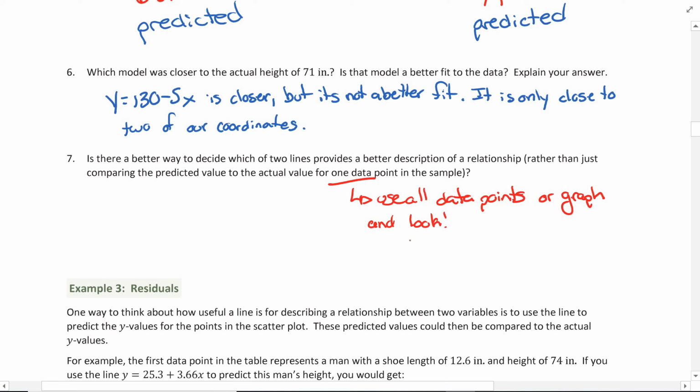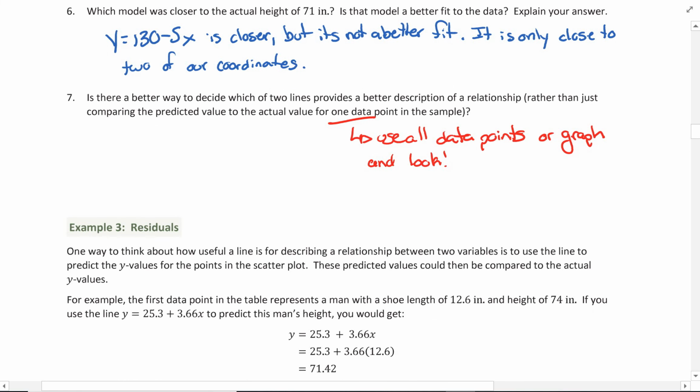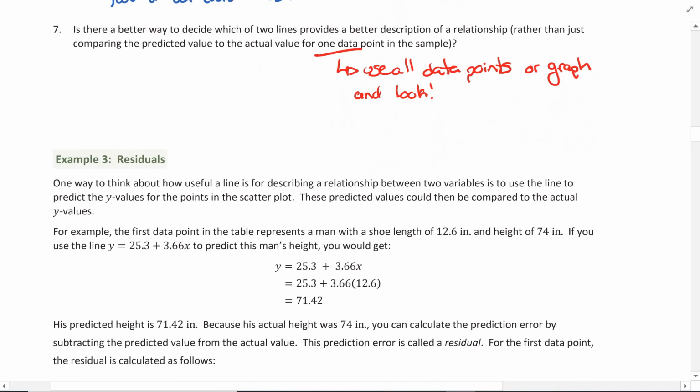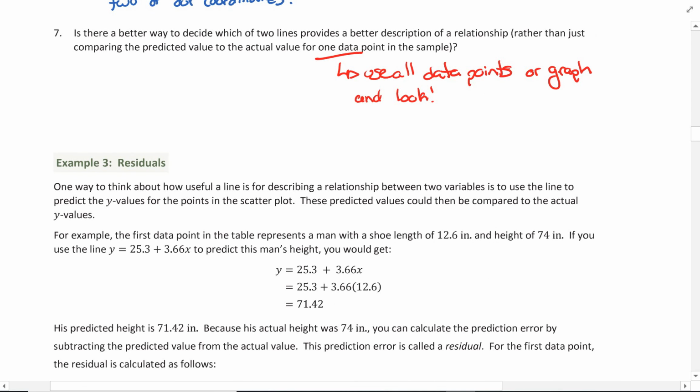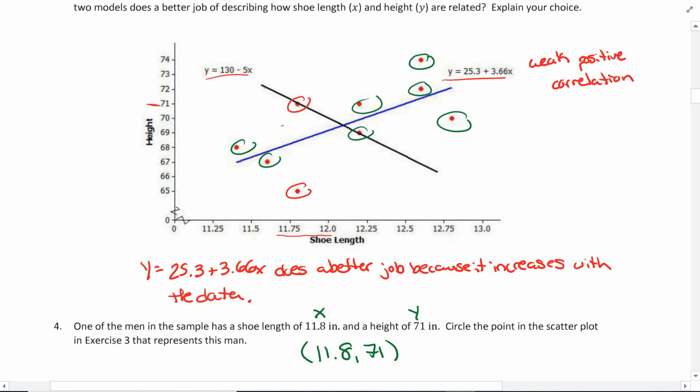Alright guys, example number 3, residuals. Now, there is a way to put how close something is to the line in a mathematical number, and that's called a residual. So it says one way to think about how useful a line is for describing a relation between 2 variables is to use the line to predict the y value for the points in a scatter plot. These predicted values could then be compared to the actual values, because again, if we look back at our line, our predicted values is our actual graph. Our actual values are the coordinates.